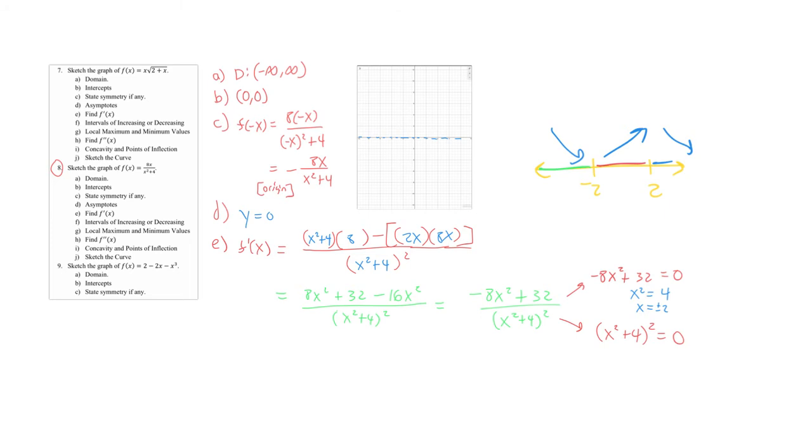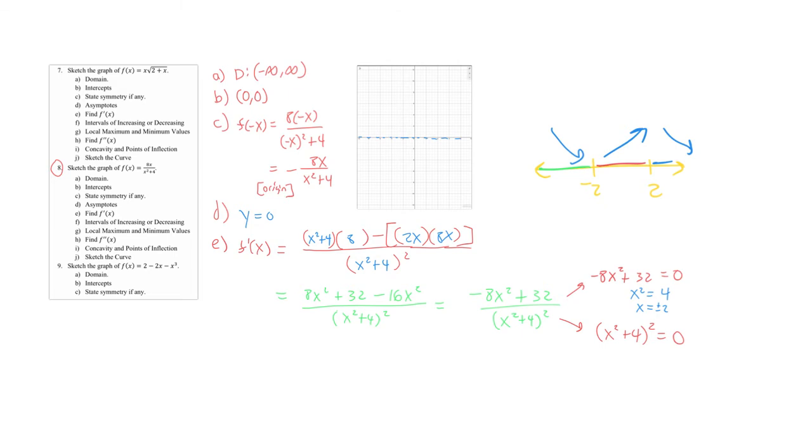Okay, now they're saying find local maximum minimum values. Well, the entire domain is negative infinity to positive infinity. So really what we're doing is we're trying to find maximum and minimums just in general. It is the case that there's a horizontal asymptote at y equals 0, which means that as x gets infinitely large, it approaches that asymptote. As x gets infinitely small, it approaches that asymptote as well.